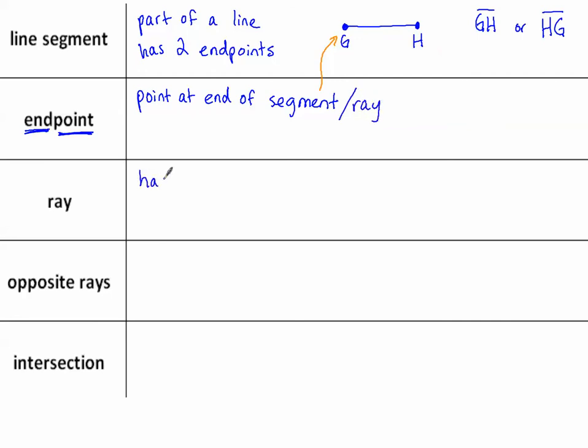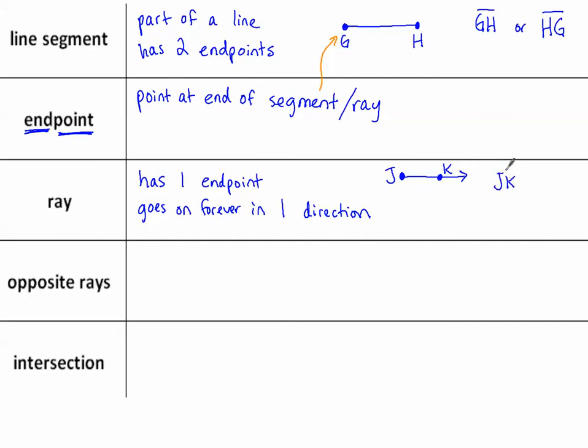A ray has one endpoint, and then it goes on forever in the other direction, in one direction. Now they can be tricky to name, so I'm going to show you a couple different rays. Here's a ray that has endpoint J, and another point I'm going to label on the ray just so it's easy to name that. This is ray JK. Notice the hat looks like a ray. Endpoint is at J, so letter J comes first.